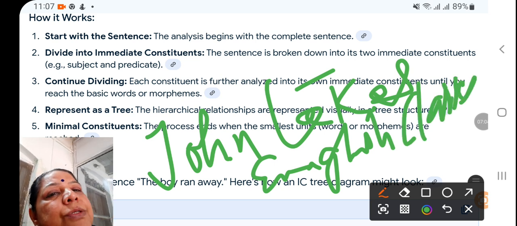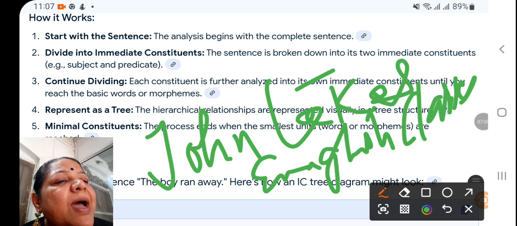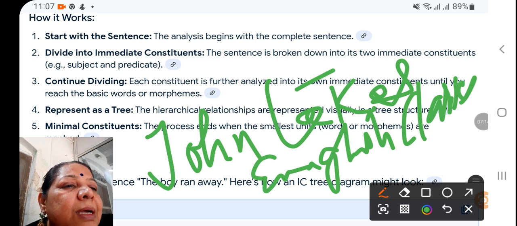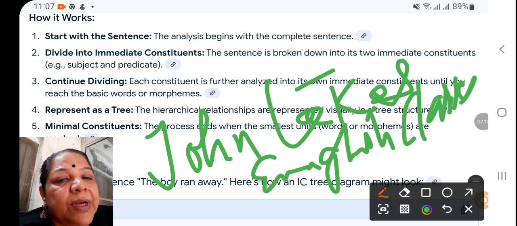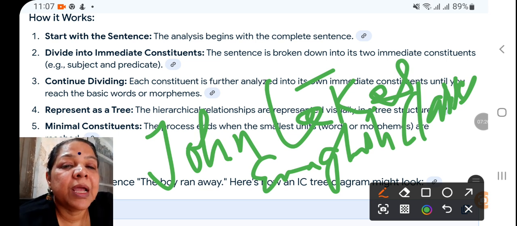Right? So this is the sentence, and then we have to analyze. Why are we analyzing the sentence? Because we want to know what the constituents are and how these constituents are related with one another, right? So here is how the tree diagram analysis is done.